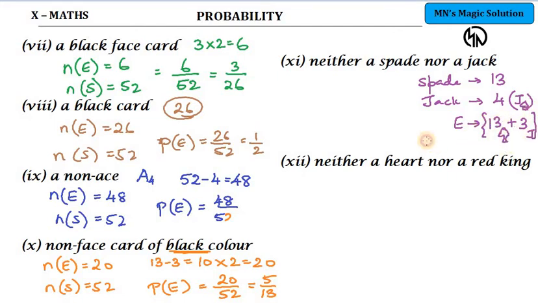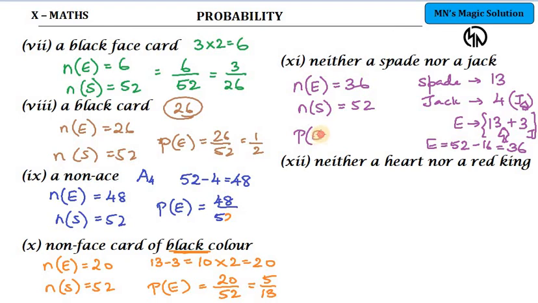So the required event of getting neither a spade nor a jack will be equal to 52 minus this 16, and this is 36. So the number of favorable events is 36 and the sample space is 52 in all. So the probability of getting neither a spade nor a jack is equal to 36 divided by 52, which is equal to 9 by 13.